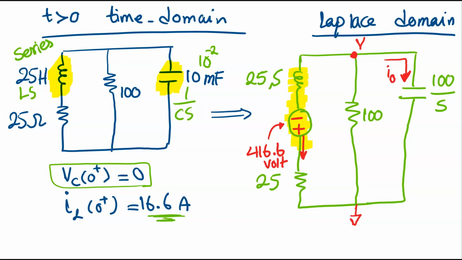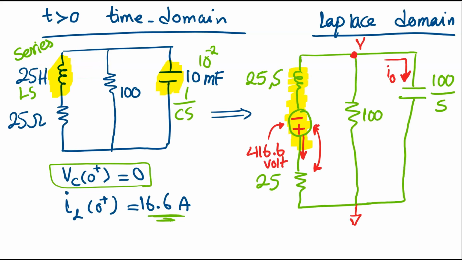Okay. In order to write KCL here, I have 3 different currents that are leaving this node. These two are pretty straightforward. The only one that is a little bit more difficult is the one for this particular branch, the branch with the inductor. So what I'm going to do is swap the location of these two because they are in series. Then it's going to be easy to describe the current. It's going to be the voltage here, V, minus minus 416.6, so minus is going to be plus. Let me write it on the next page.